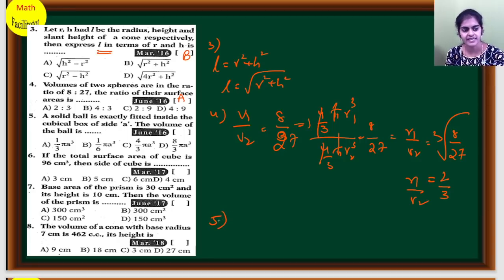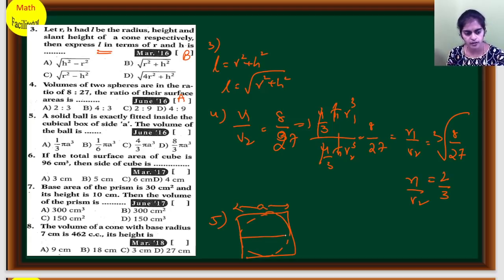A solid ball is exactly fitted inside the cubical box. So there is a cubical box where a solid ball is exactly fitted. Okay, so the side of the box is A. So the diameter of the sphere also is A. Okay, so the volume of the sphere will be how much?